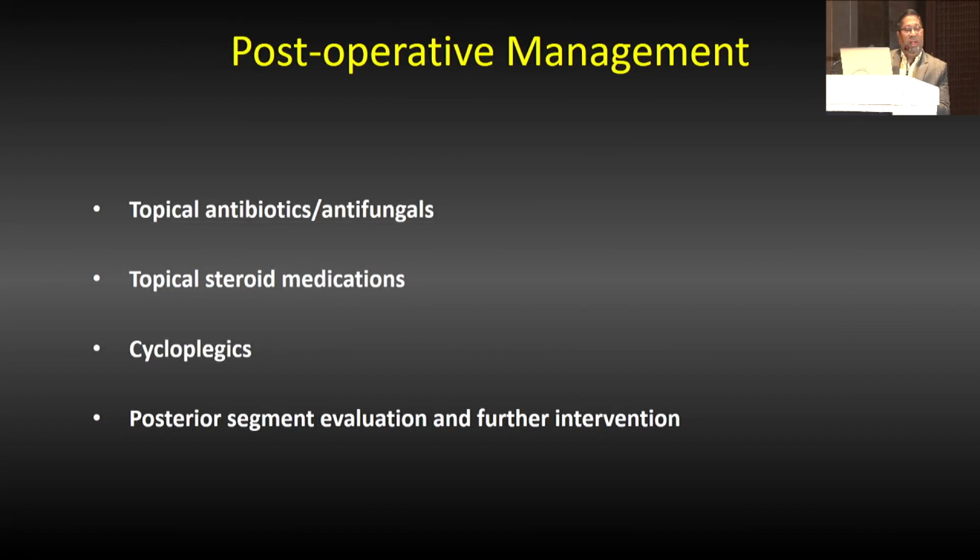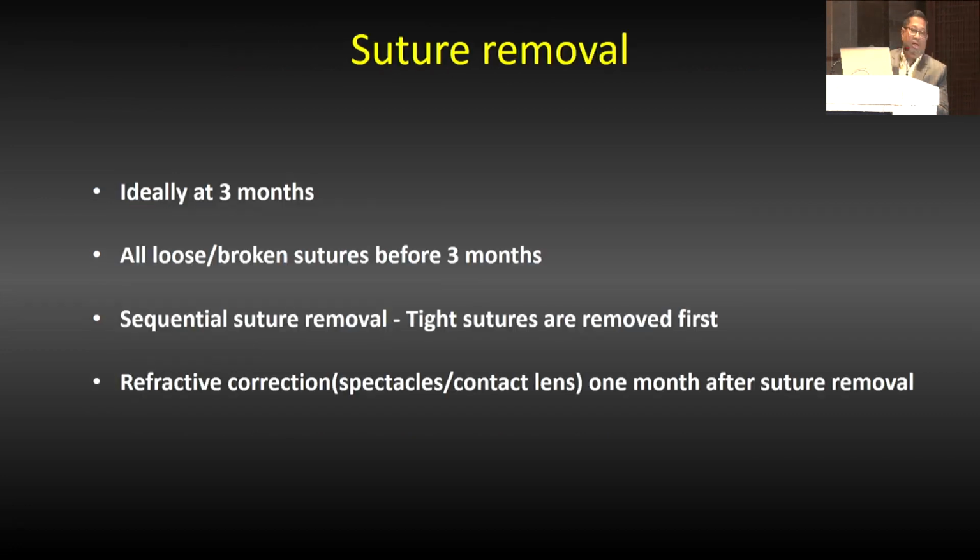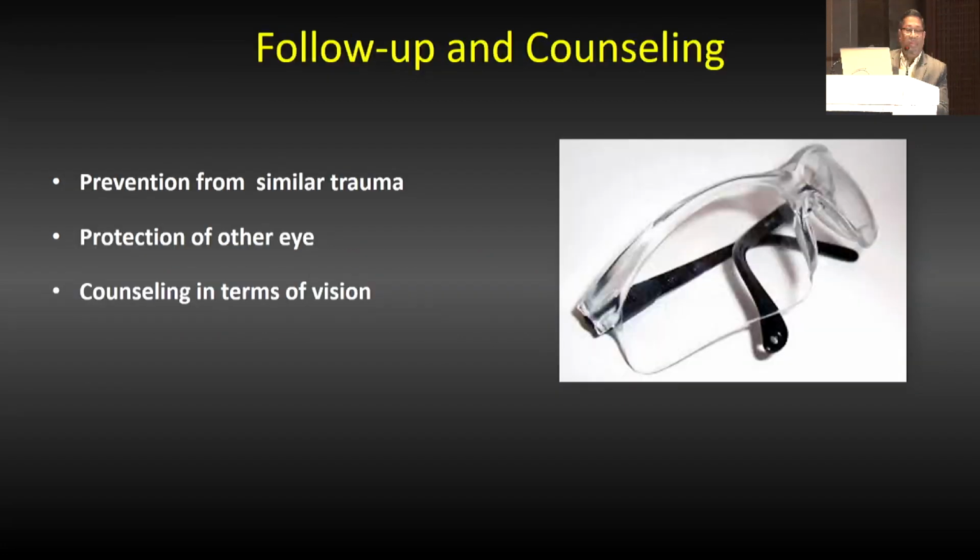So post-operative management: topical antibiotics, antifungals, judicious use of topical steroids, cycloplegics, and posterior segment evaluation has to be done. Suture removal, however, is ideal to do at 3 months, but any loose sutures or broken sutures have to be removed. Sequential suture removal can be done for selectively removing tight sutures, and then overall the refractive correction has to be given after 1 month of all sutures being removed.